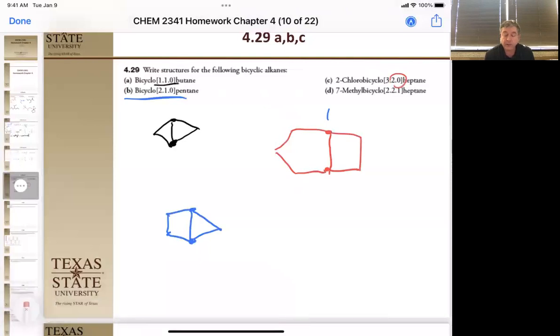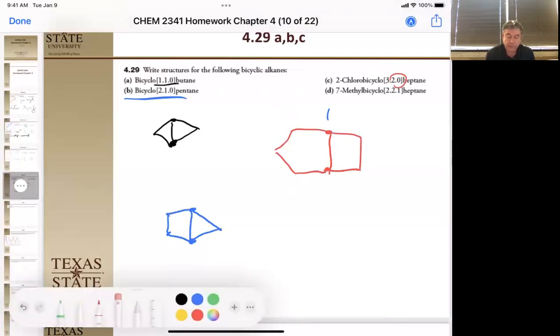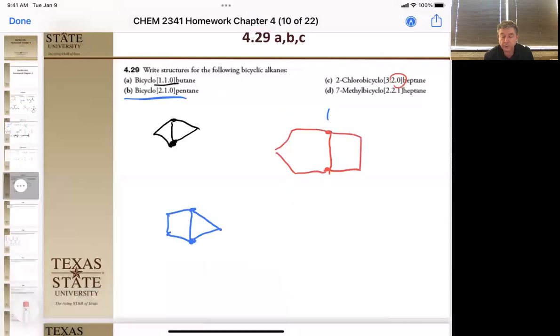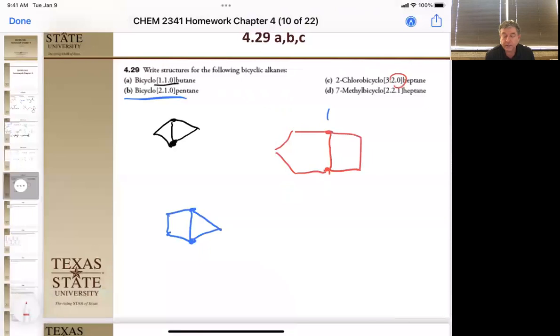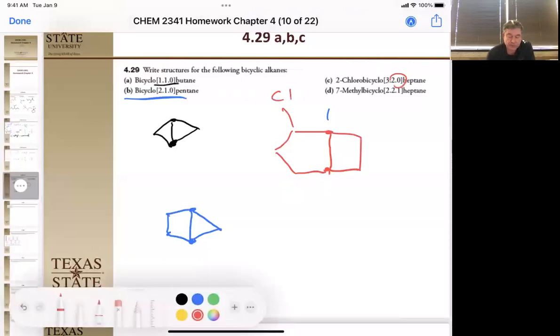But now that we know where our 2 position is, we can put our chlorine on our system. So we want to do 2 chlorine. So we're going to add our chlorine to this 2 position.